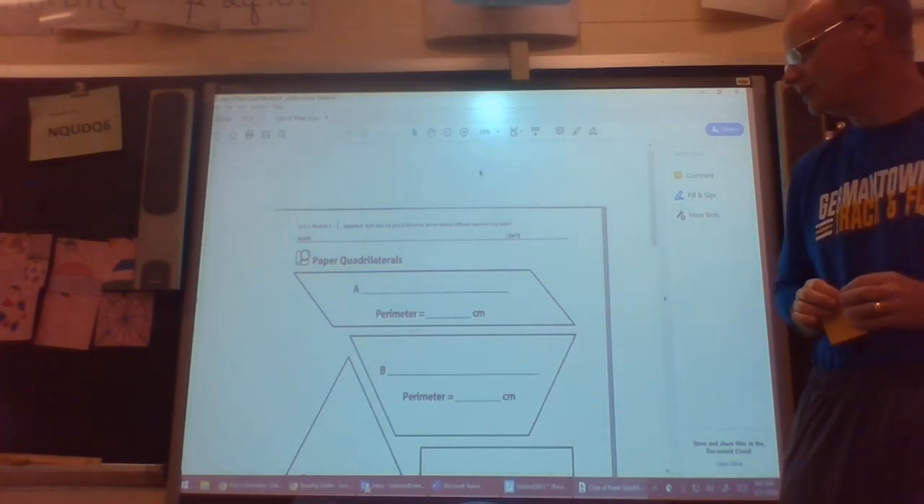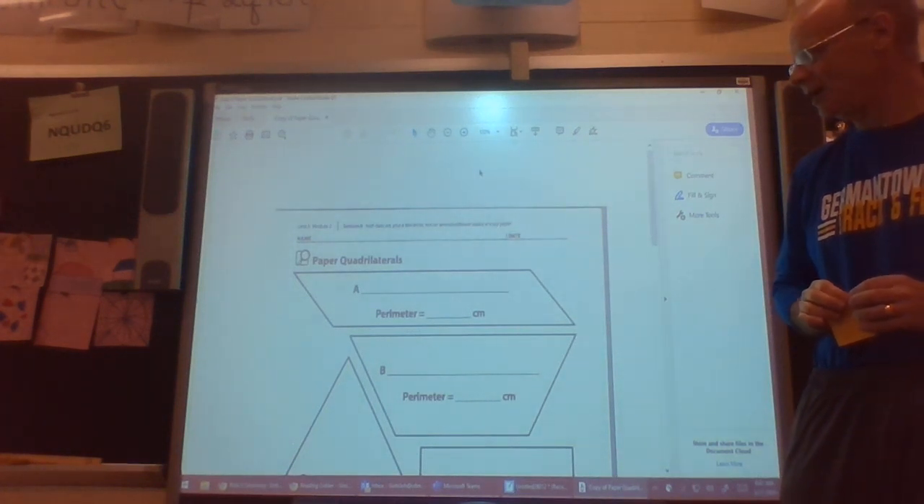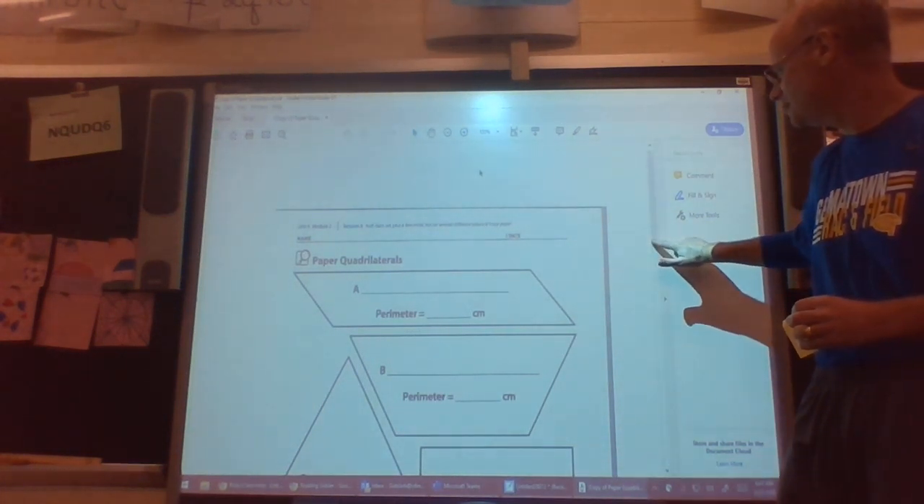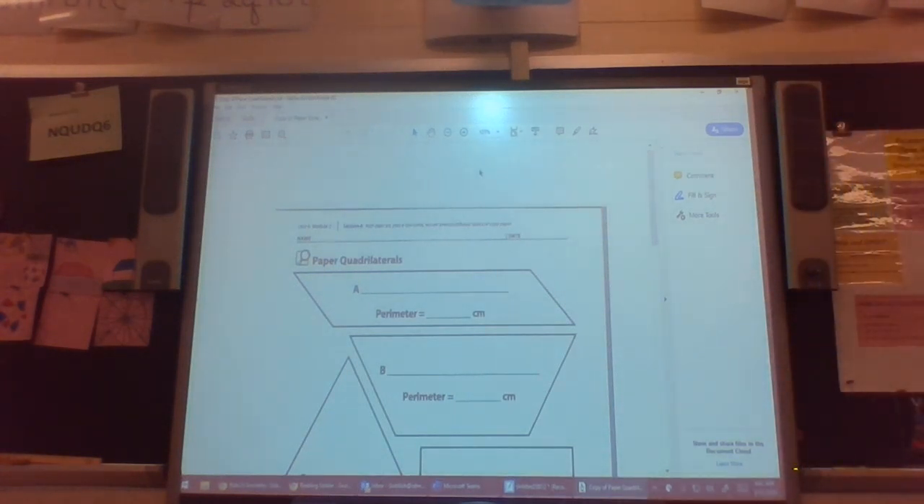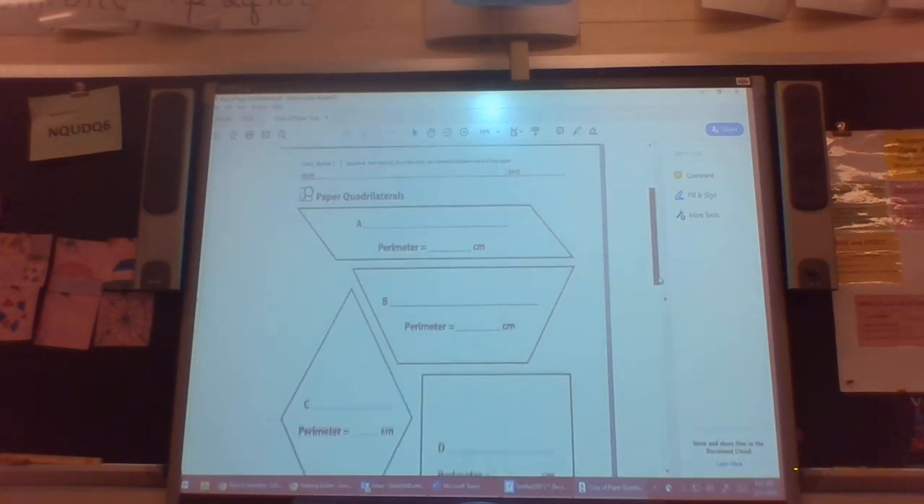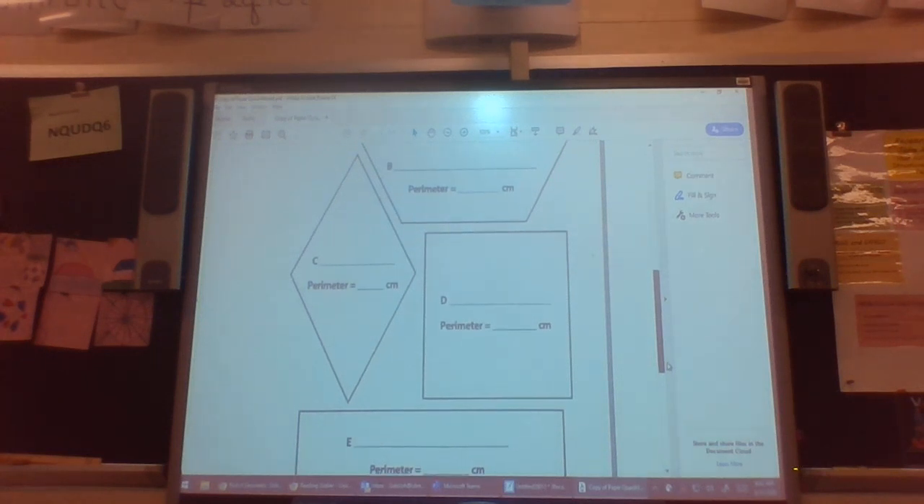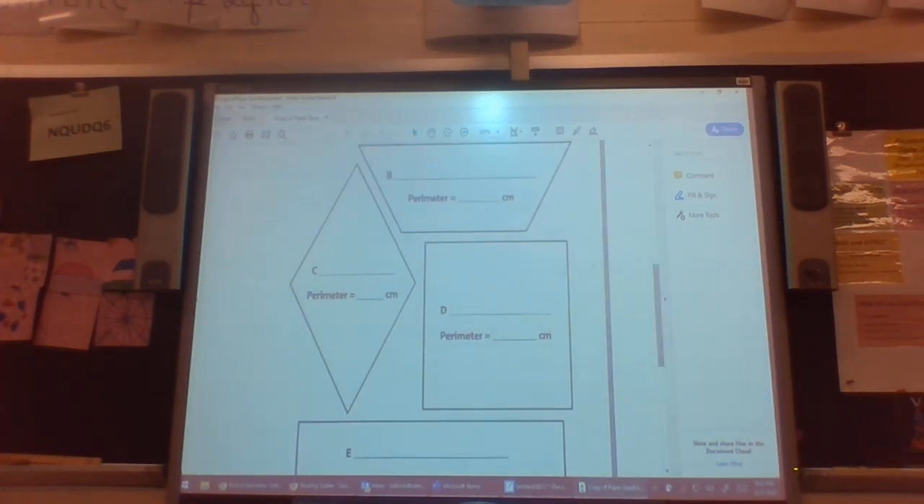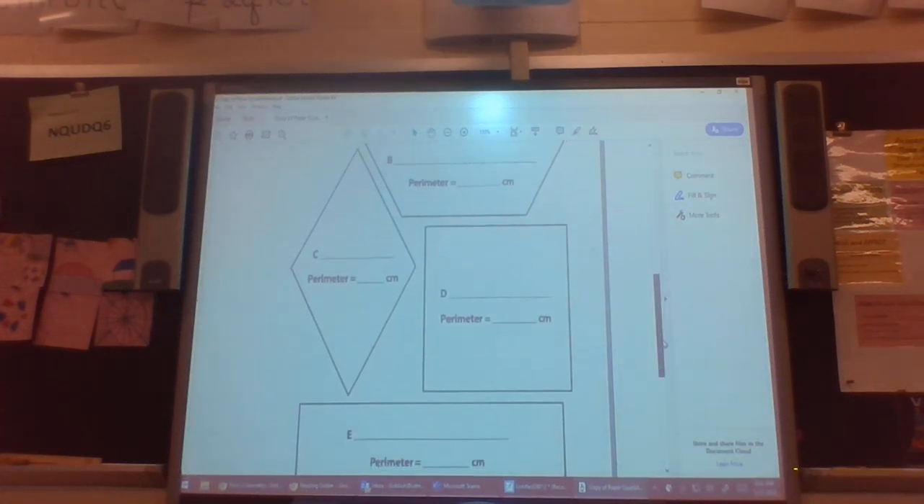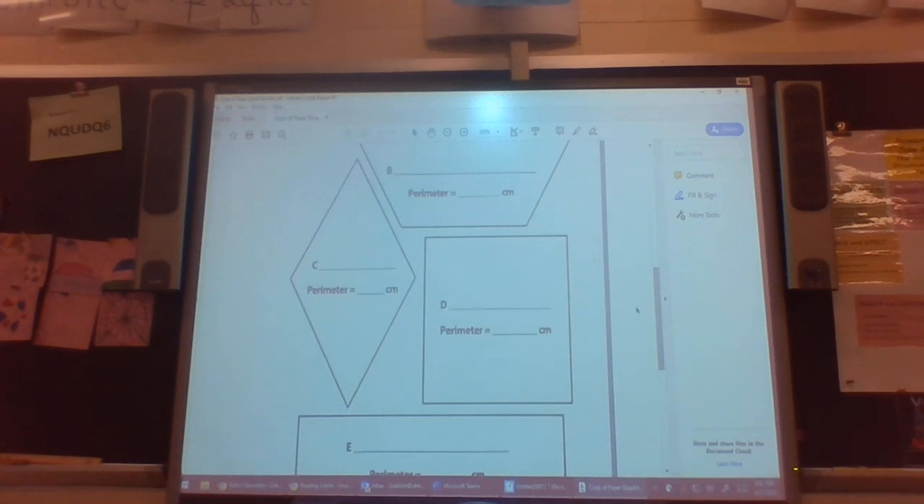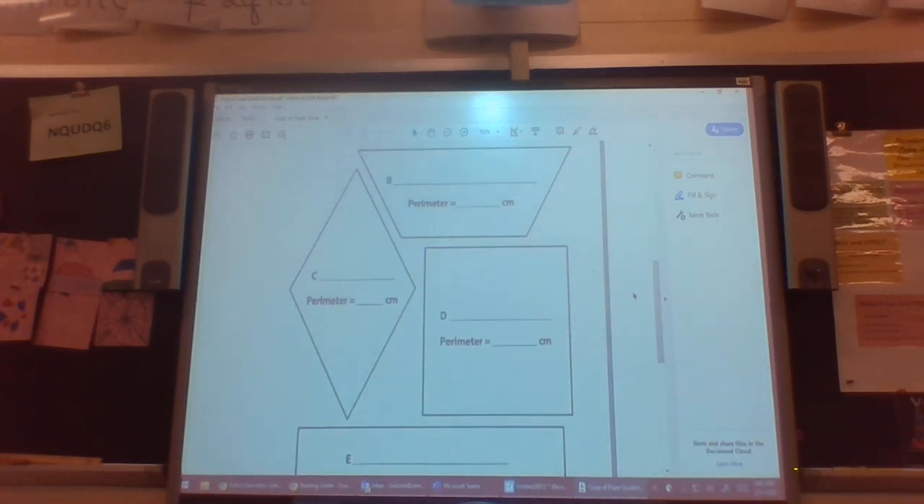Next, what I'd like you to do is to go ahead and measure the sides of all of the shapes you have. And I'll see if I can scroll this down. So go ahead and do your trapezoid, your rhombus, your square, and your rectangle. And I'll come back and talk with you about what I found for my perimeters.